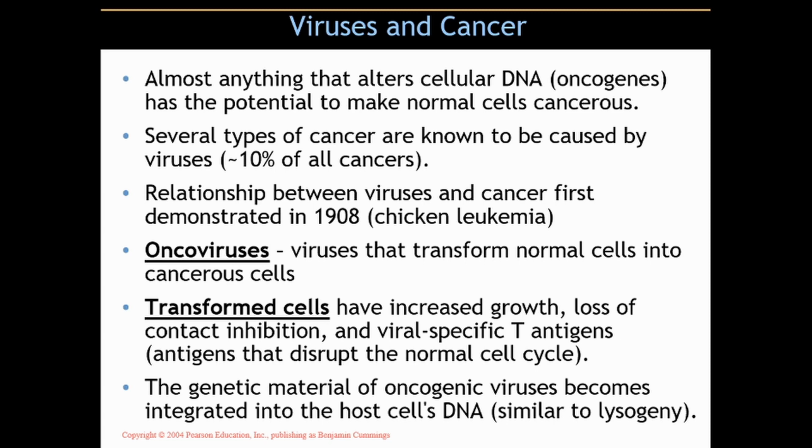The relationship between viruses and cancer was first demonstrated in 1908. Chicken leukemia. So they were doing some research with chickens and leukemia, and they took this cellular fluid from tumor masses from chickens and cancerous cells. They had this kind of cellular soup. They ran it through a filter, thinking they were going to filter out what was causing the leukemia in this filter. Then they took it, and I assume injected it into healthy chickens. Well, they developed leukemia as well.